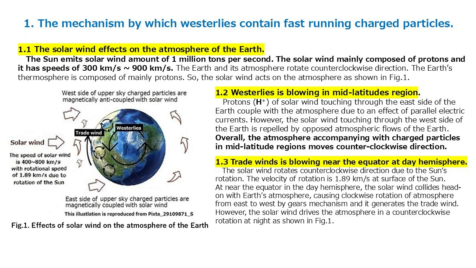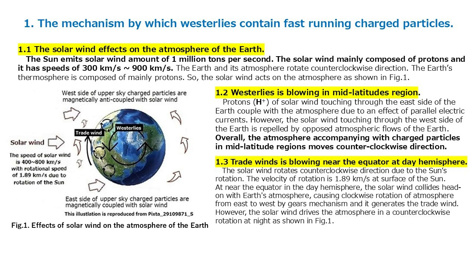The solar wind effects on the atmosphere of the Earth. The Sun emits solar wind at an amount of 1 million tons per second. The solar wind is mainly composed of protons, and it has speeds of 300 km per second to 900 km per second. The Earth and its atmosphere rotate in a counterclockwise direction. The Earth's thermosphere is composed of mainly protons. So, the solar wind acts on the atmosphere as shown in Fig. 1.